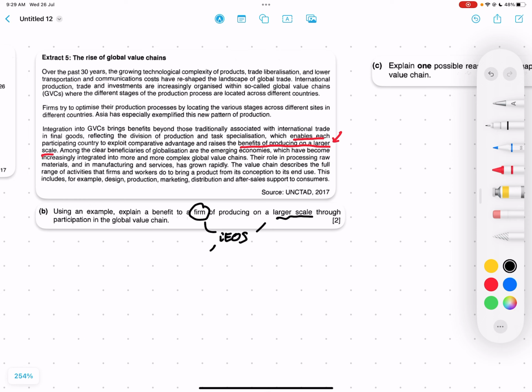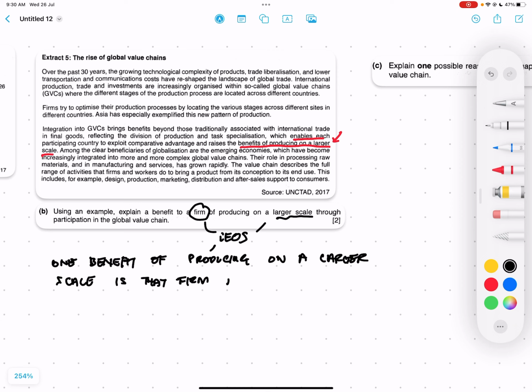So one benefit, just state the concept outright. One benefit of producing on a larger scale is that the firm is able to reap IEOS. And then let's explain the benefit a bit more.